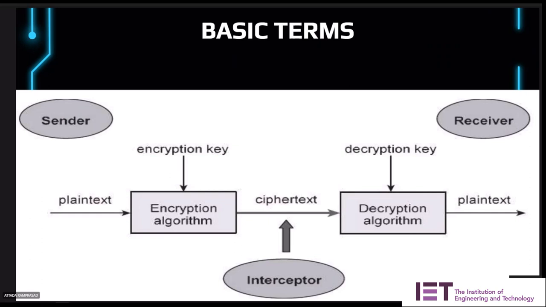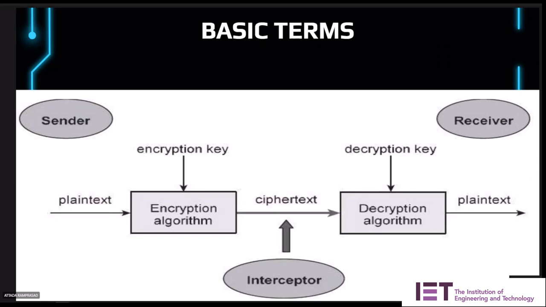Let's come to the secret key. The secret key is an input to the encryption algorithm. The key is a value which is generally independent of the plain text as well as the algorithm. The algorithm will produce a different output depending upon the secret key. Now let's come to the ciphertext. Ciphertext is the scrambled message produced as the output of the encryption algorithm.